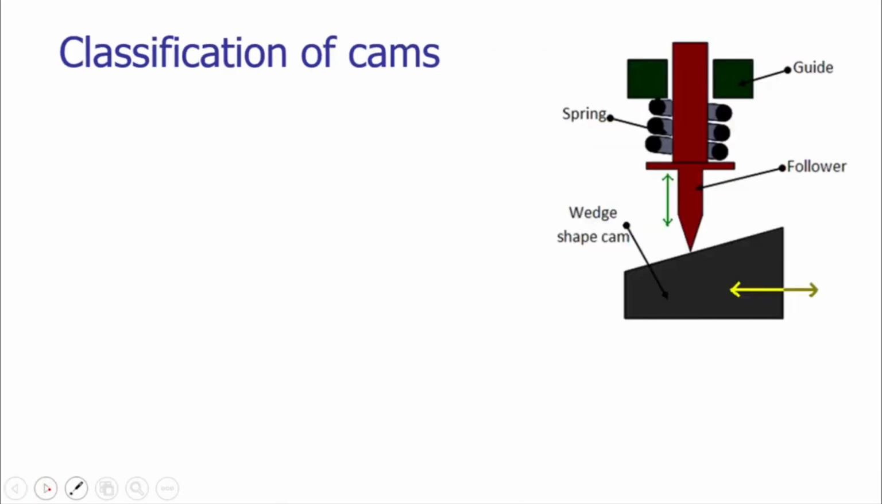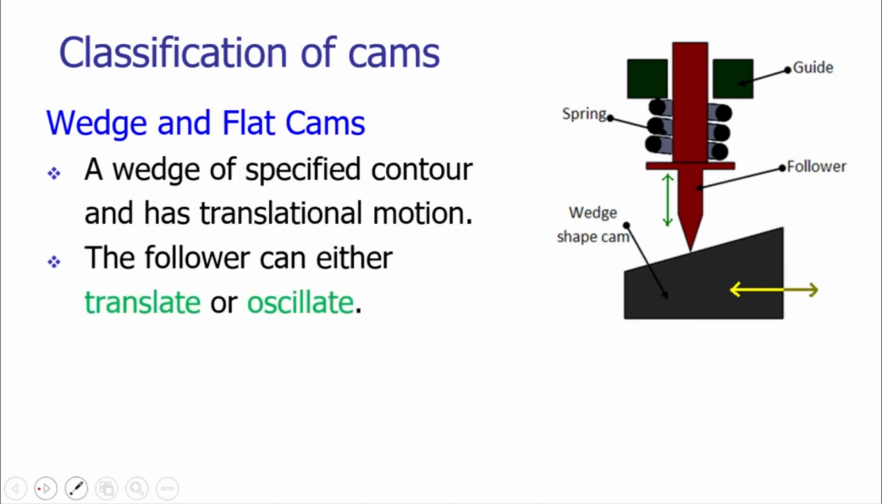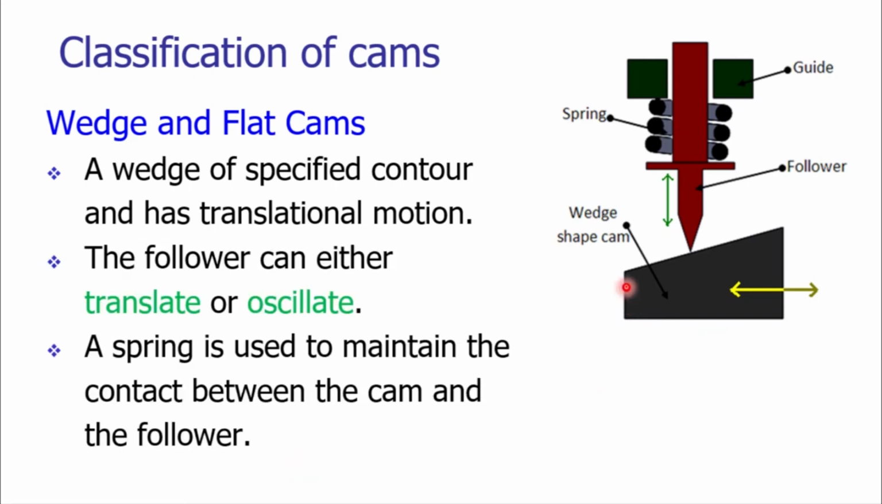There are various types of CAMs being used, and we can have the classification such as wedge and flat CAMs. In this type of arrangement, we are using a wedge shaped CAM, and the follower is a pointed follower. The shape of the CAM is straight, it is not curvilinear, it is basically a linear CAM.